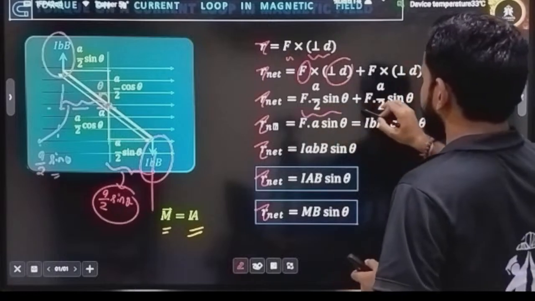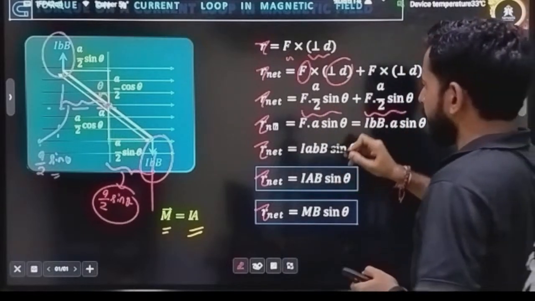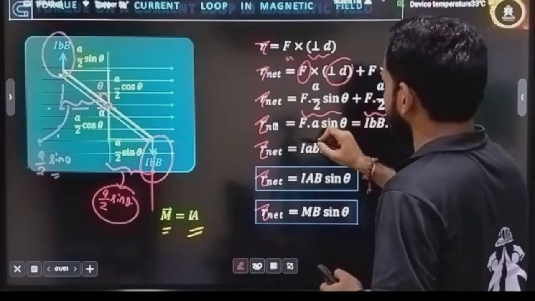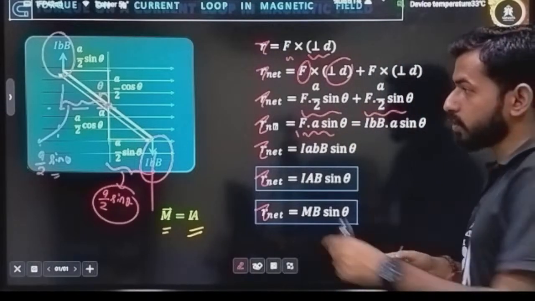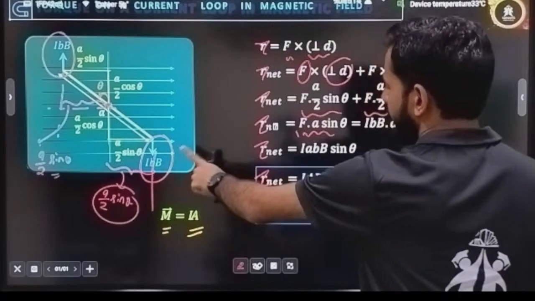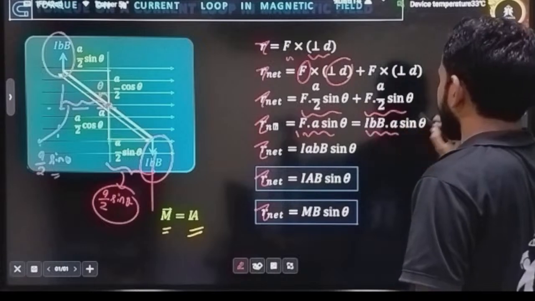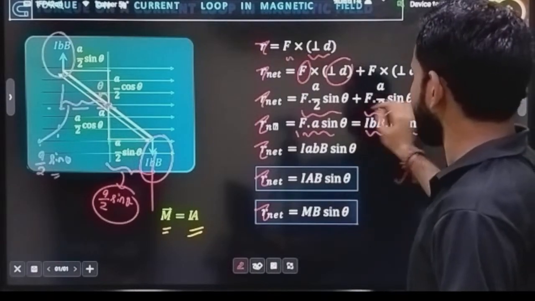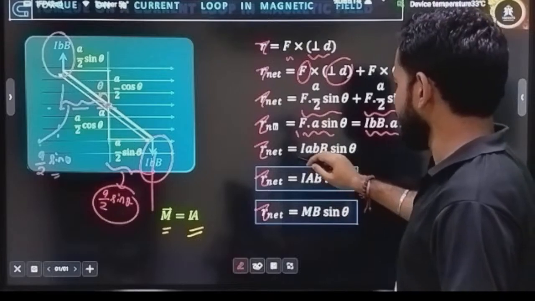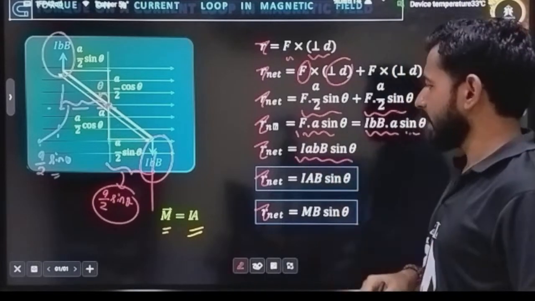So F into A by 2 sin theta, F into A by 2 sin theta. These A by 2 sin theta terms will simply add up, and you will be writing force into A sin theta. And what is force you have mentioned here, students? I into B into A, and there will be a theta also from this sin theta. So net, I can say here you will be getting IAB sin theta.